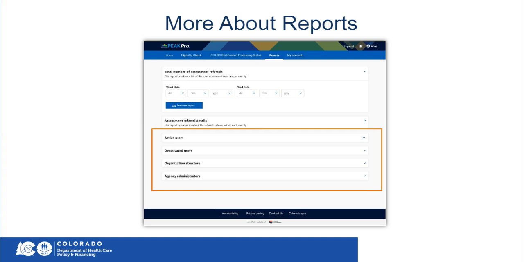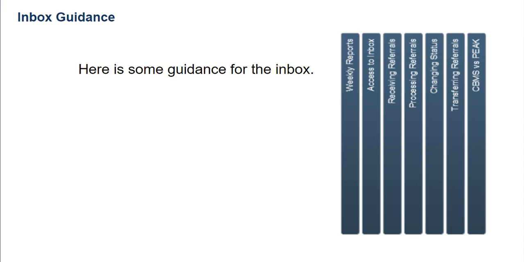Deactivated users. This report provides a list of all the deactivated users. Organization structure. This report provides details about access levels, agency names, and PEAKPro organization subtypes. Agency administrators. This report provides a list of all agency administrators, including their access levels, agency name, and PEAKPro organization subtypes.